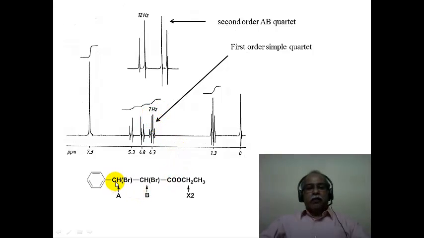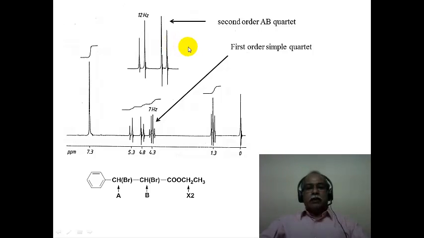On the other hand, if you consider the benzylic hydrogen, which is labeled as A, and the adjacent hydrogen, which is labeled as B, that constitutes truly a second order spectrum. An AB quartet is what is seen at 4.8 ppm and 5.3 ppm, and the expansion of this AB quartet is what is shown in the insert here, and with a coupling constant of about 12 Hertz, this is truly a second order spectrum of an AB quartet.